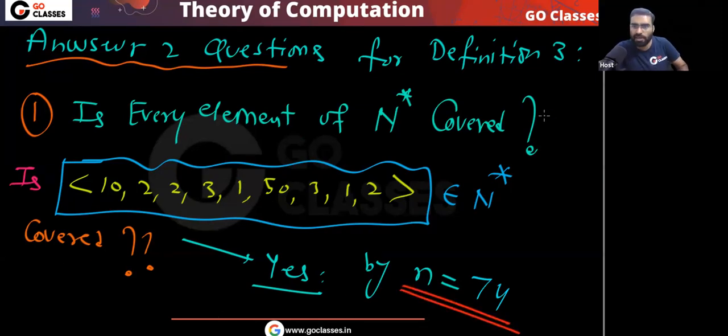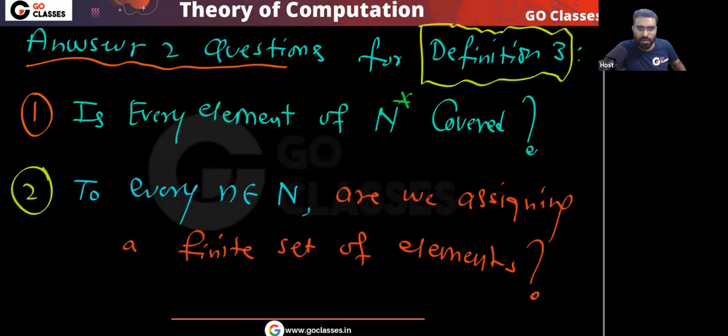So is every element of n star covered? The answer is yes. Yes or no? And tell me the second question. Can I say to every element we are assigning only a finite number of elements? So this question we have seen, I can say this is correct.